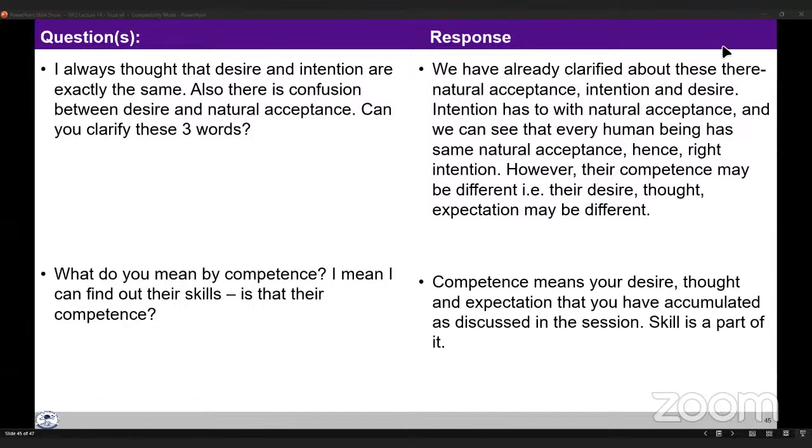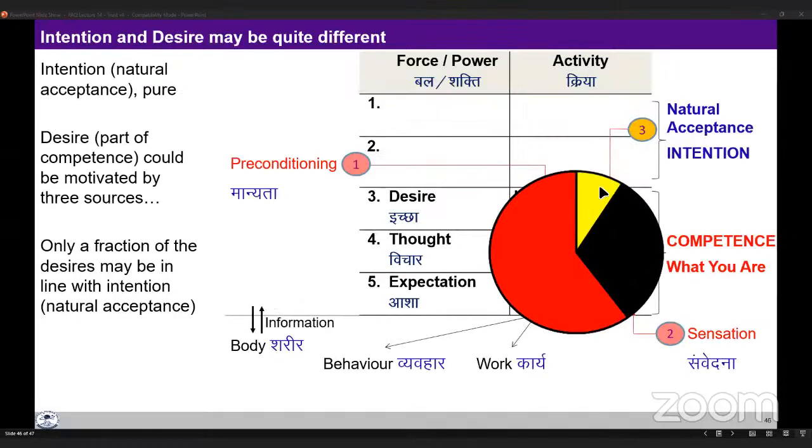So let's see, this slide happens to tell us exactly what is going on in me: desires, thought, expectation, the imagination. So what we see is the share of the imagination. We see that mostly it is preconditioning. I have not verified it. Someone has said that this rice is good for you, and I have got to verify it.